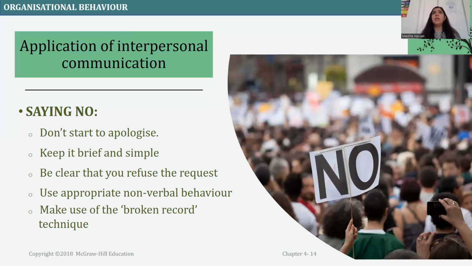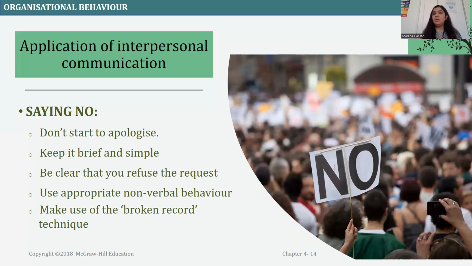Just say that, okay, I have got this work. Could you please let me know what things to prioritize, so that I can start working on that? Or if it is a priority, then I will keep my other work aside. You can say this to your manager, obviously, not to your coworker, because a coworker is not going to help you in your work. Be clear that you refuse the request.